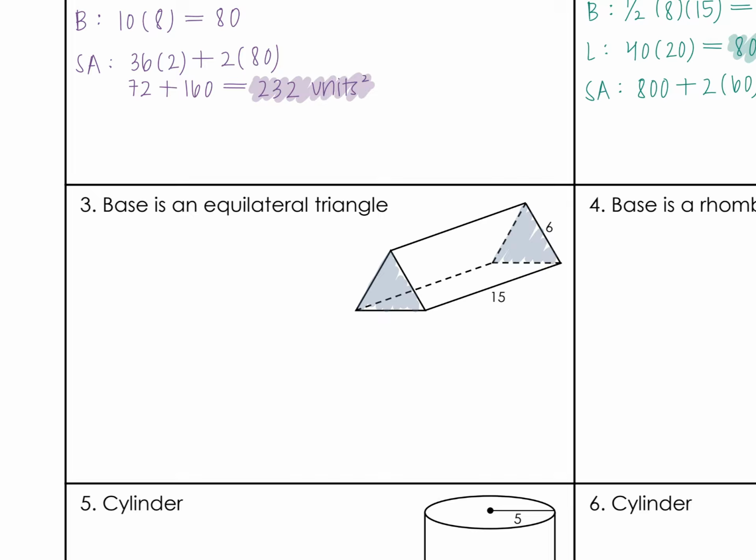Okay, so for P, my perimeter, since this is an equilateral triangle, we know that all of our sides are congruent. And so I'm going to take that side length of 6 and multiply by 3 to get 18. My H here is from triangle to triangle. We are going to have a height of 15.